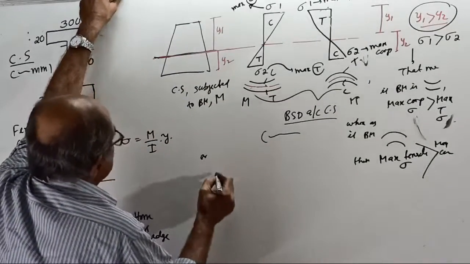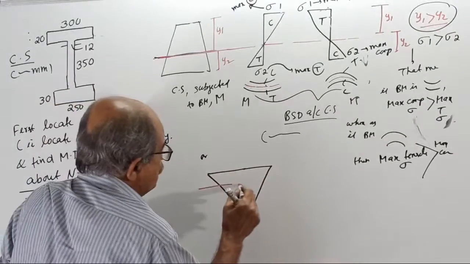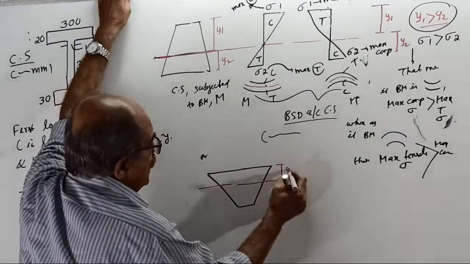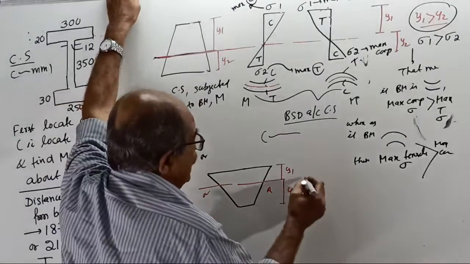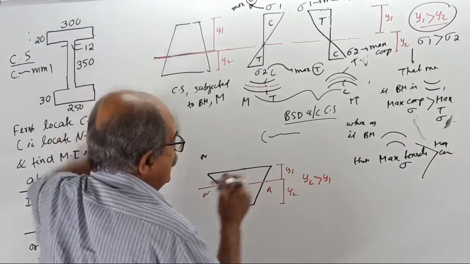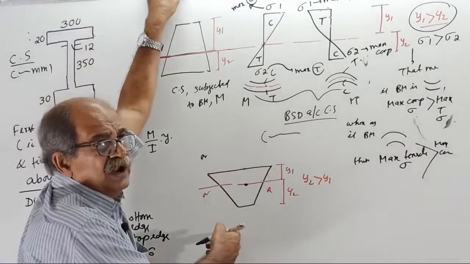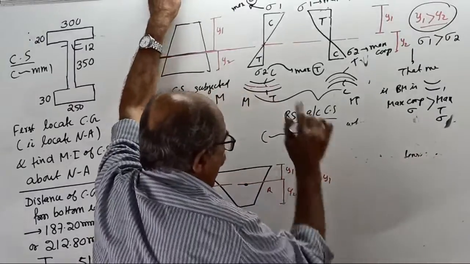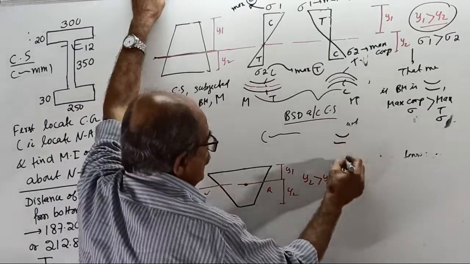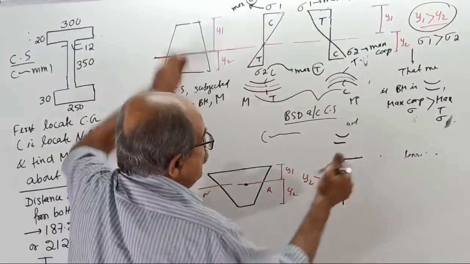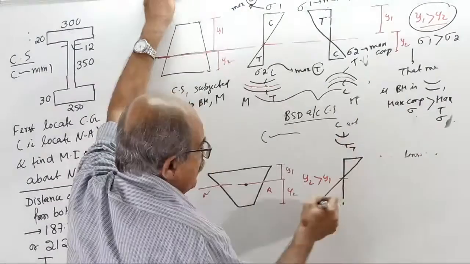Suppose the cross section is like this. Imagine the neutral axis comes here. Now, this is y1, this is y2. This is the neutral axis. And just imagine your y2 is more than y1, meaning from the neutral axis to the extreme fiber, there is more distance for the bottom fiber than the top fiber. Then, when you draw the stress diagram, sagging means top compression, bottom tension, so it will come like this.